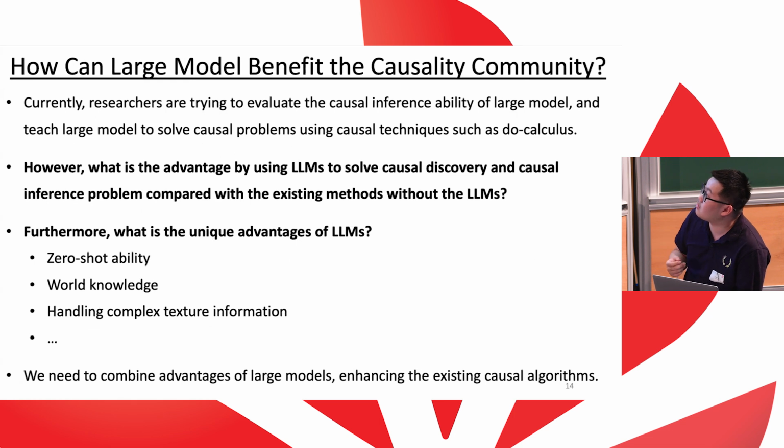And inversely, we're also focusing on how the large model can benefit the causality community, because many of the presenters talked about some great works in the causality community. So I want to ask: what is the advantage of using large language models to solve causal discovery or causal inference problems, compared with existing methods without large language models? We know the existing methods didn't take large language models into account. But by incorporating them, what are the advantages? Maybe you can use the large language model's zero-shot ability, its world knowledge, or its ability to handle non-structured textual data.